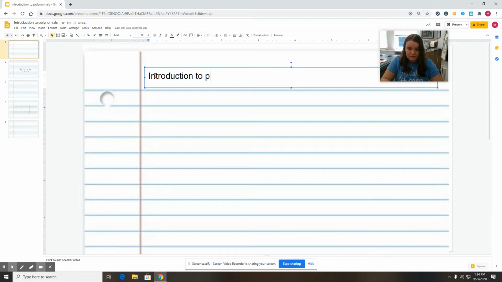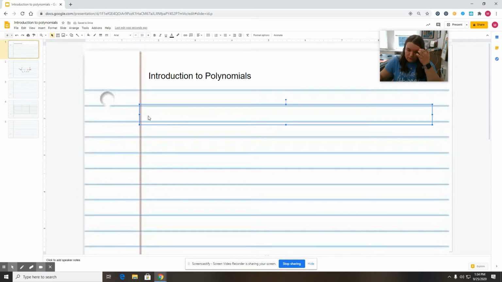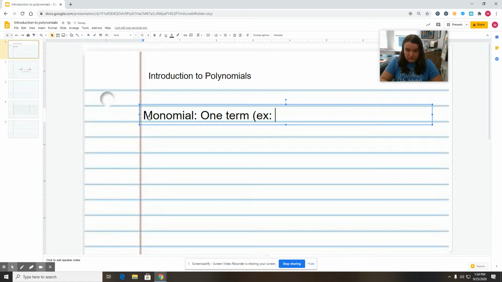Introduction to polynomials. So our first vocab word of the day is monomial. And if you know your prefix mono, then that means one. So a monomial only has one term, and that is something like 3x.